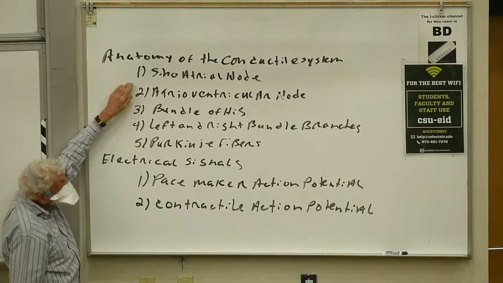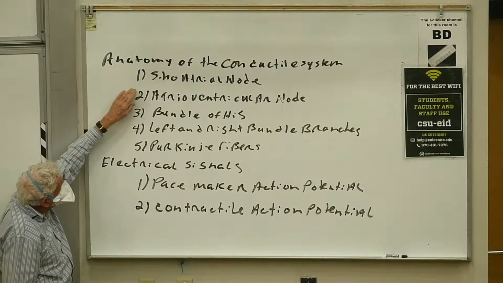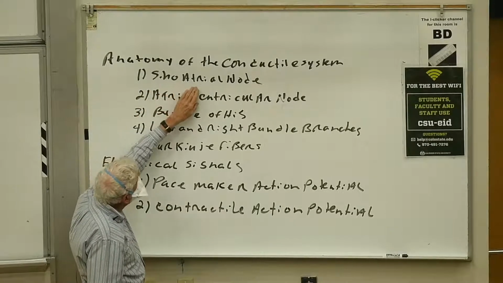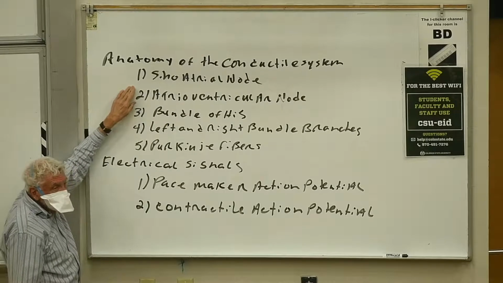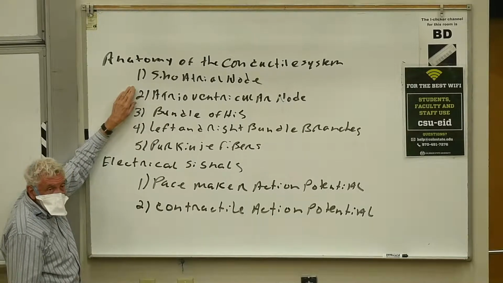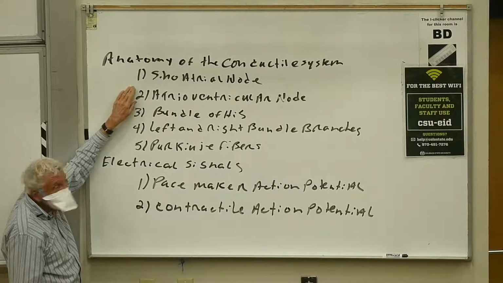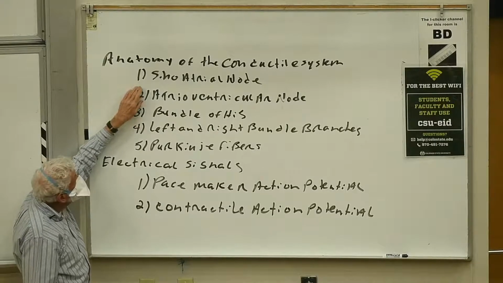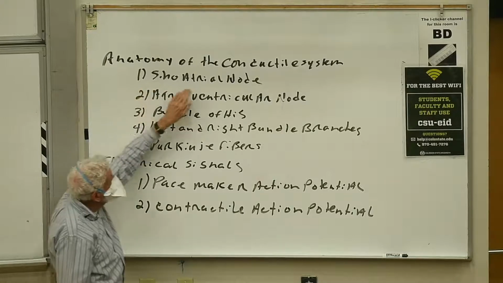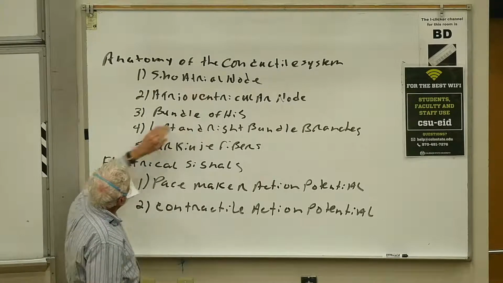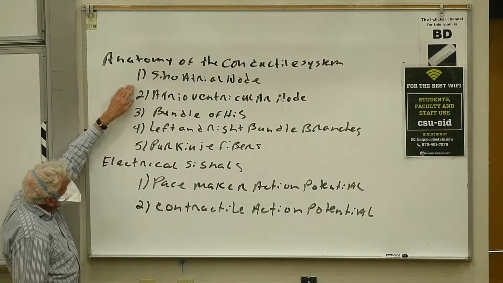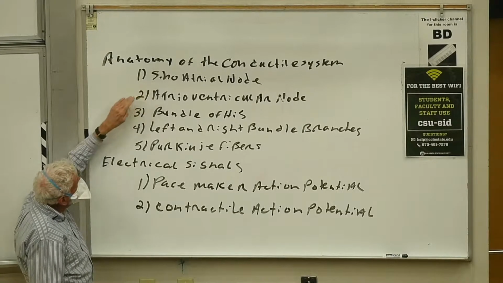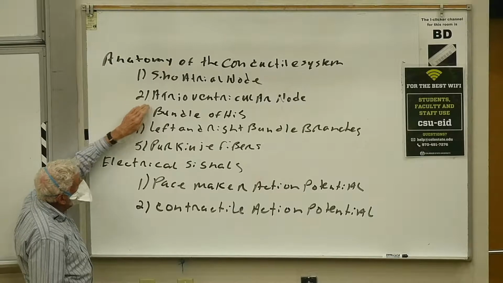This collection, this knot, if you will, of conductile cells in the sinoatrial node is almost always, there's some exceptions, but 99.99% of the time as you're sitting there, your heart rate is being started by the pacemaker cells in the sinoatrial node. This collection of cells in the sinoatrial node is then connected to another set of cells in the atrioventricular node.